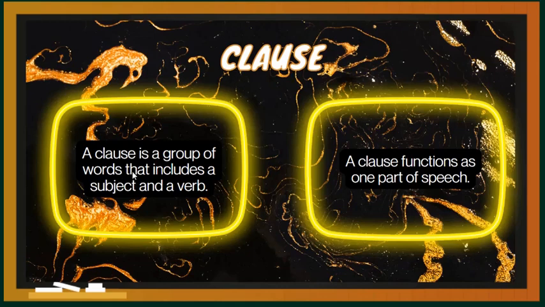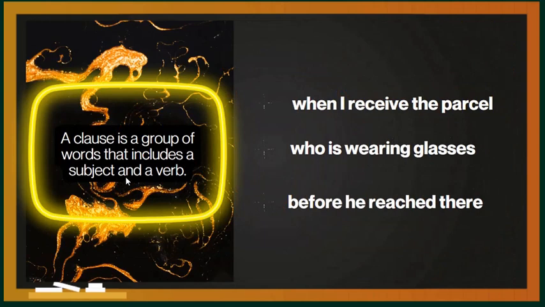So, let's first go and see some examples about the first part, and then I'll take you to the next part as well. Here are some examples for a clause is a group of words that includes a subject and a verb. Let's read these clauses. When I receive the parcel. Now, here this word I is the subject and receive is the verb. When I receive the parcel. So, if this group of words has a subject and a verb, it's a clause.